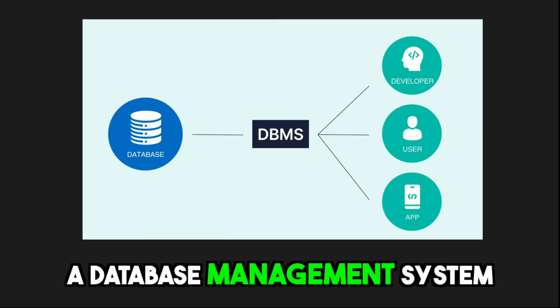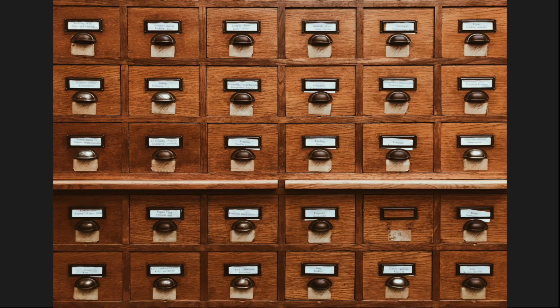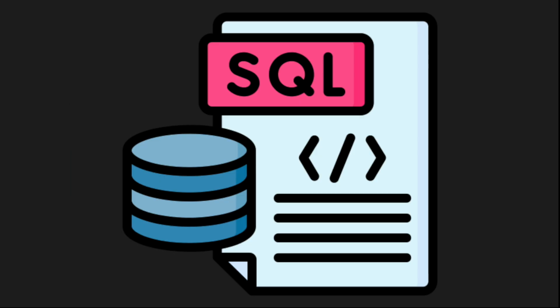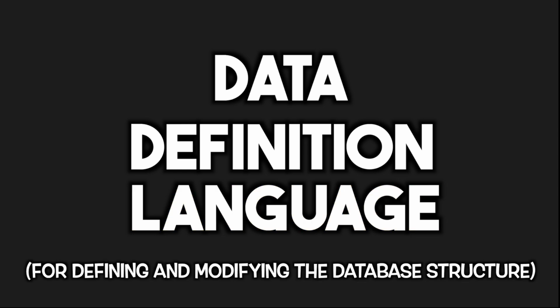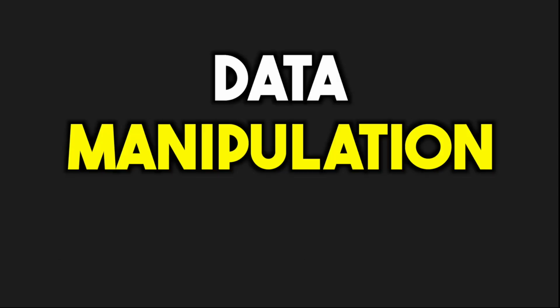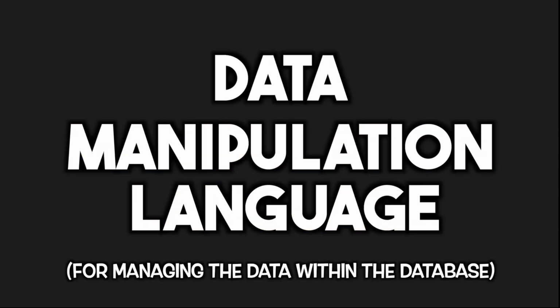A database management system is software that stores, retrieves, and manages the data in a database, and they use languages like SQL to do this. SQL commands can be categorized into two groups: data definition language for defining and modifying the database structure, and data manipulation language for managing the data within the database.